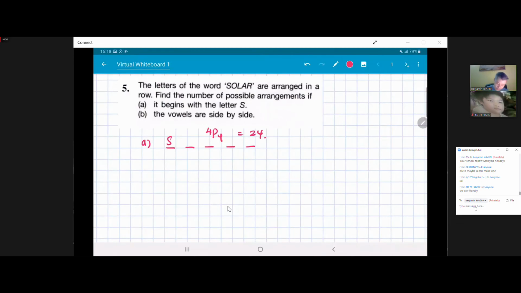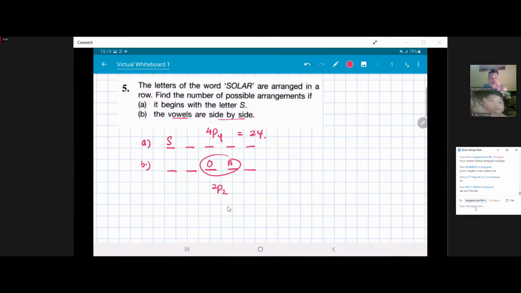Next one, B. For the B, we have 1, 2, 3, 4, 5. It says here vowel side by side. Huruf vokal bersebelahan. So kalau huruf vokal bersebelahan, that means we have O and A, bulatkan. So last week I taught you all that kalau 2 huruf vokal yang bersebelahan atau anything yang side by side, you bulatkan, you count inside the circle. So the circle is OA. That means this will be 2P2.